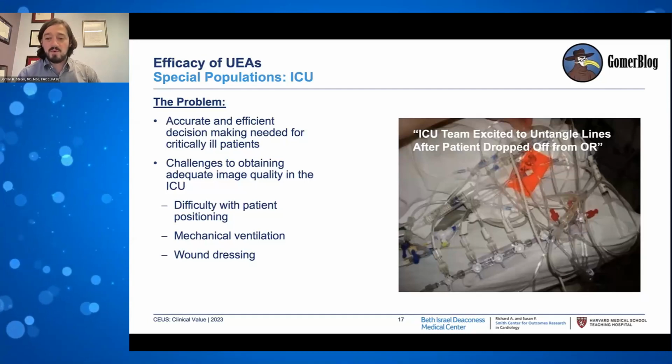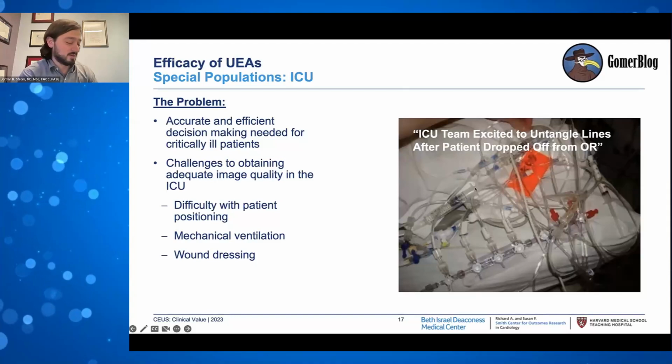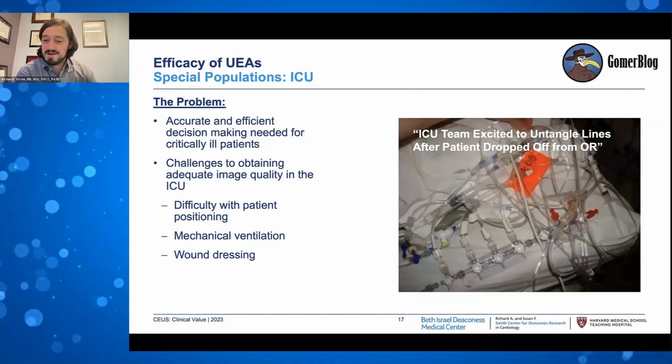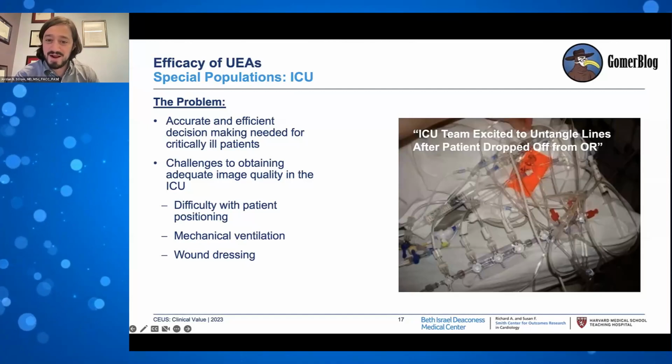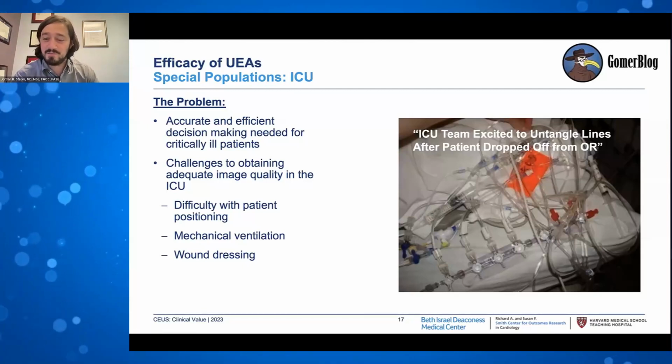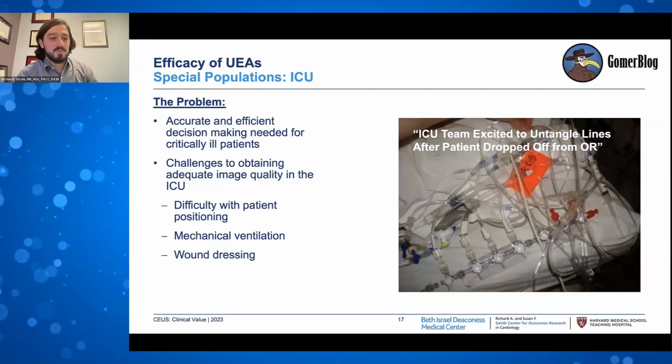So what's the problem? Well, if you read the Gomer blog, it's a great blog, and it has a lot of very funny pieces in it. This is one of the things that they published on it: ICU team excited to untangle lines after patient dropped off from OR. I think this is familiar to a lot of people who may be listening.